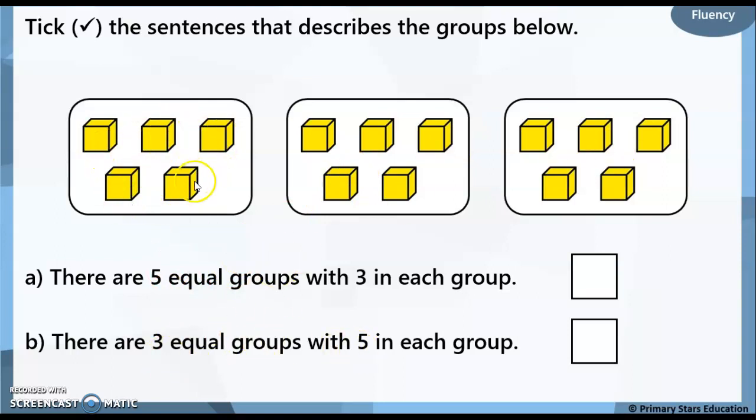1, 2, 3, 4, 5. Now we have to check if they are equal. So we know that's 5. Looking at that, that is 5 as well, because it looks the same. 1, 2, 3, 4, 5, and the same again. 1, 2, 3, 4, 5. So the correct answer is B.